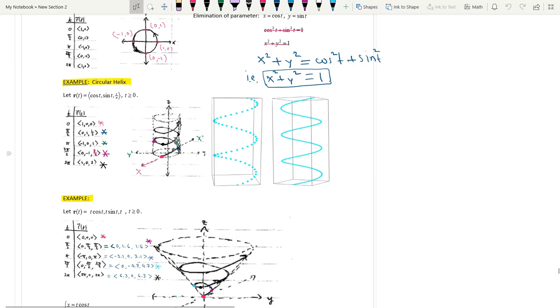If you join them, it will be a circular path, a circular helix, like this. Now if you connect those points, you will get this type of continuous graph. Okay.